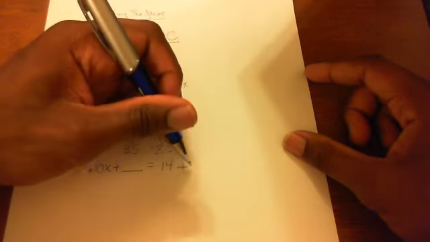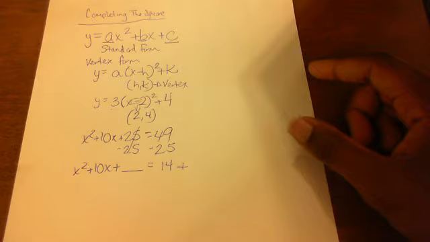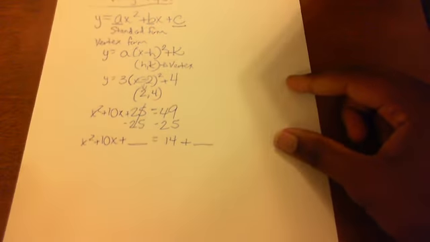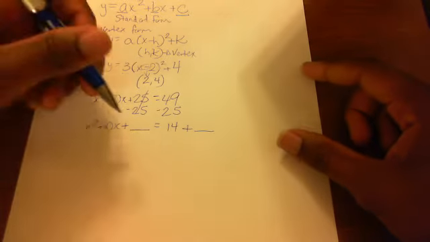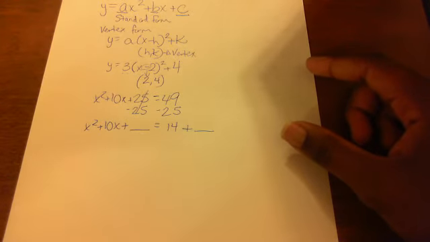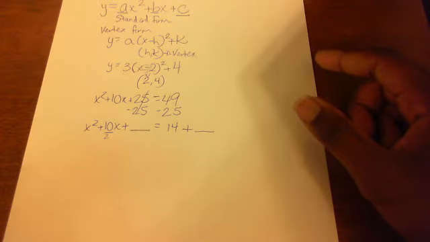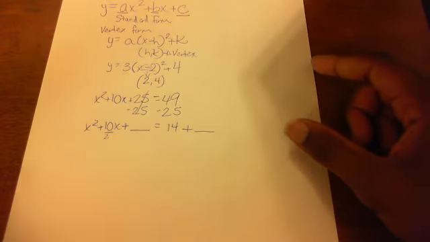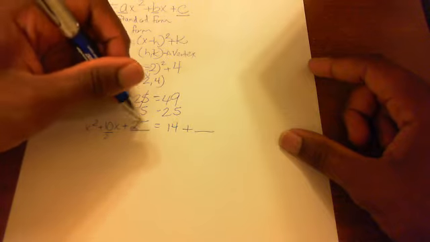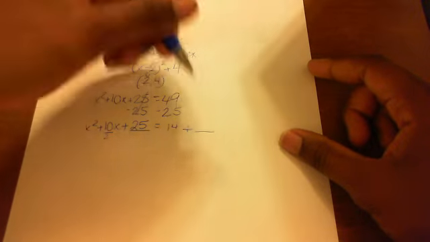And what you do to one side, you do to the other side, right? So I'm going to put a blank right there. Alright. The next part, we're going to complete the square. You have to divide the middle term by 2 and then square it. So what's 10 divided by 2? It's 5, right? 5 squared is 25. So you're going to put 25 here, and you're going to put 25 there.